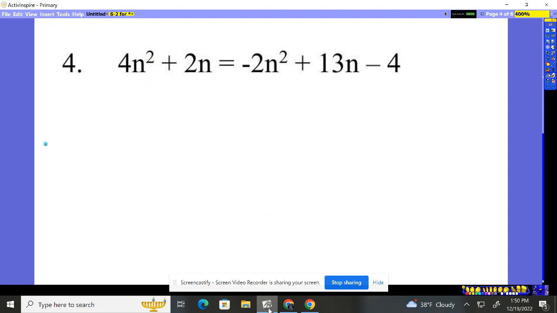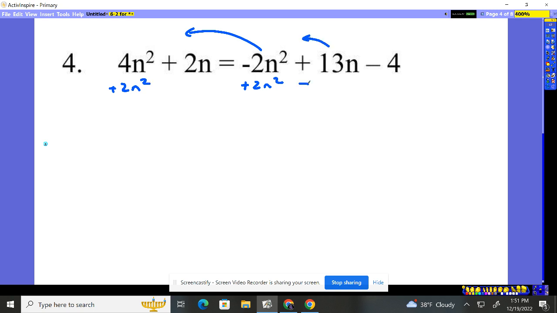Number 4. Whoa! What do we do with this guy? Well, what we want to do is we always want to get everything set equal to 0. Now, you could move the 4n squared over, but I don't want to deal with a negative. So let's always try to avoid that if we can. So I'm going to move the 2n squared over by adding 2n squared. So over here, we'll add 2n squared. That'll balance it out.